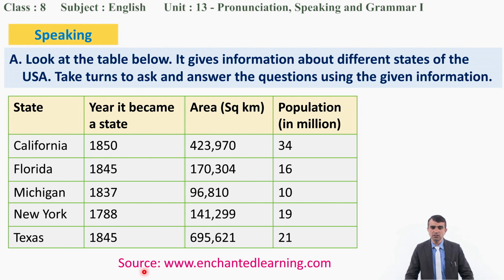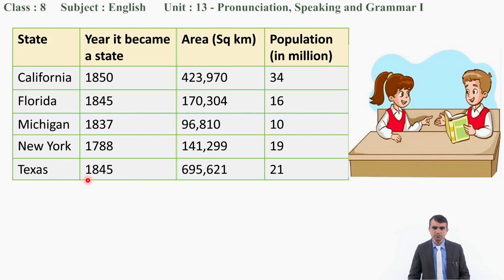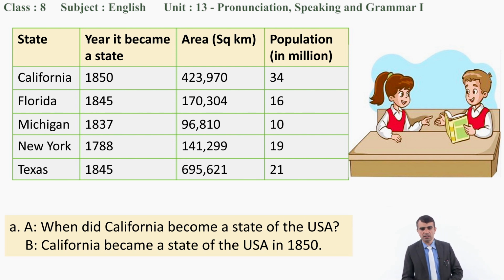And finally, this source is given: www.enchantedlearning.com. This is not part of the table, you don't need to interpret this one. Just look at the information given on the table. Well, let's start asking questions and answering them. Are you clear about it? What to do? Great. Now the table is here. You can start forming questions and answering them.